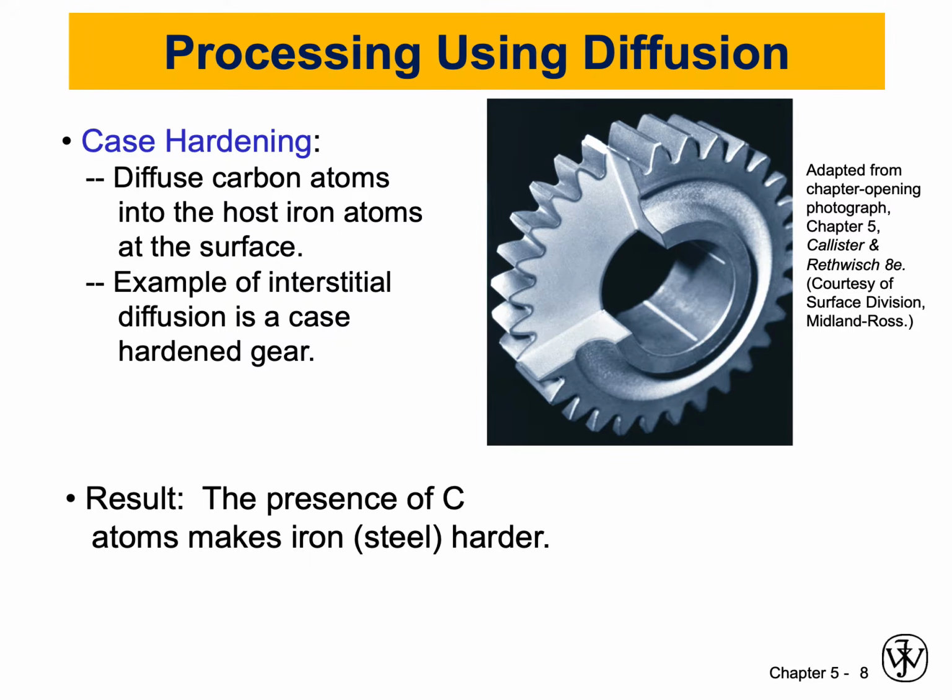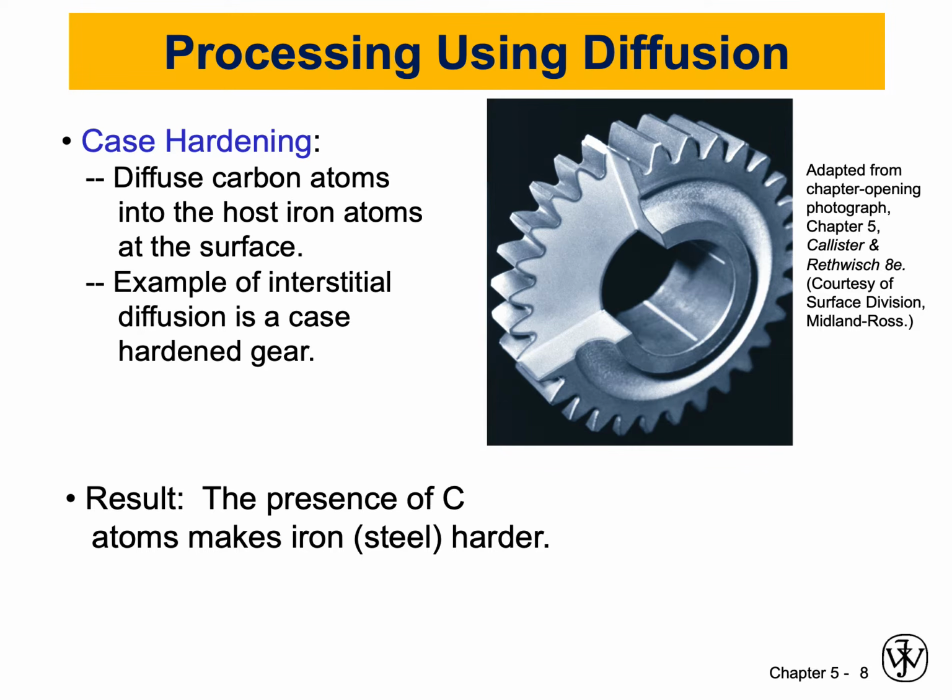One of the applications of diffusion is something called case hardening. We use diffusion to strengthen a particular metal. We can diffuse carbon atoms into a material made of iron, or a part of a machine made of iron, by placing the carbon atoms on the surface, and then we let them diffuse, and this is called case hardening. Keep in mind that carbon atoms are much smaller compared to iron.